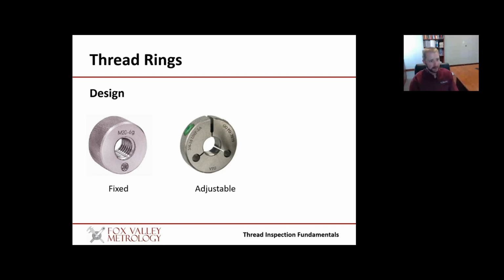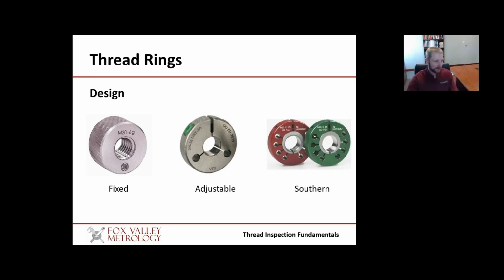Now back to some of the common designs. The next most common one we see, although not nearly as common as fixed and adjustable, is just the Southern design, specific to some manufacturers that are out there. We won't go into a whole lot of detail about that particular item.